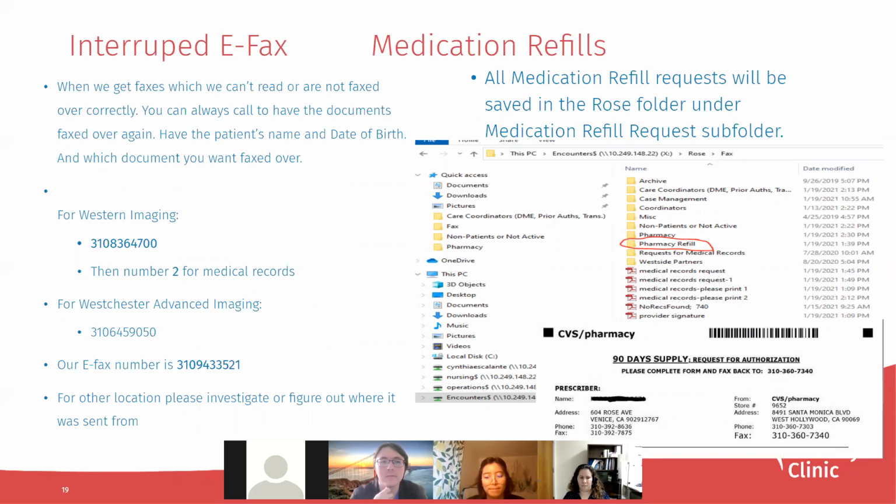And then sometimes we do get incomplete eFaxes. So sometimes we do get faxes that are not completed. So what we do is we reach out to them. For example, if it's Western Imaging, we call them so that they could resend it over. Sometimes they have the incorrect name or the incorrect date of birth. And we just want to make sure that it matches with our records so that when we're filing these in, there are no discrepancies in the medical records from the office that we're getting this from and our medical records. So for instance, Western Imaging, we call them and we ask them to resend.